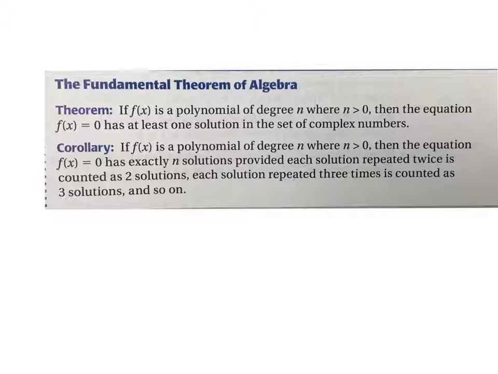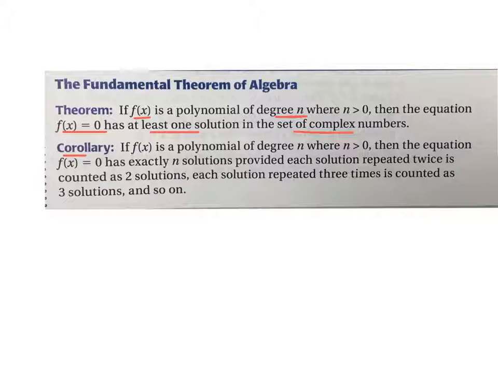The fundamental theorem of algebra says if f of x is a polynomial with degree n, that means the biggest exponent is n, and n is positive, then the equation has at least one solution in the set of complex numbers. That means there is an answer if it's a polynomial. And complex means it could have i's or may not, but it has at least one solution.